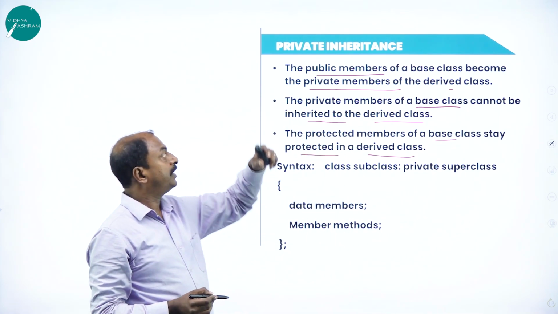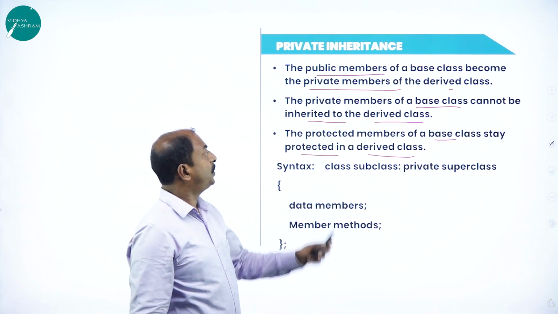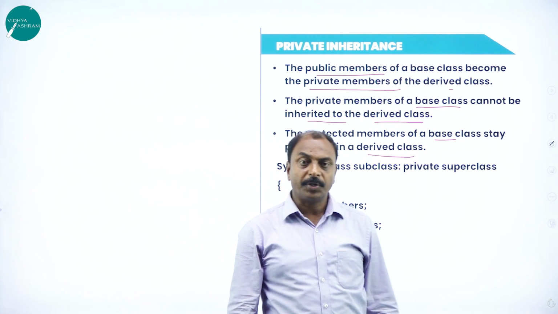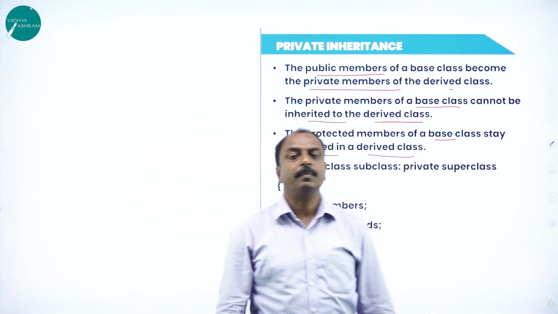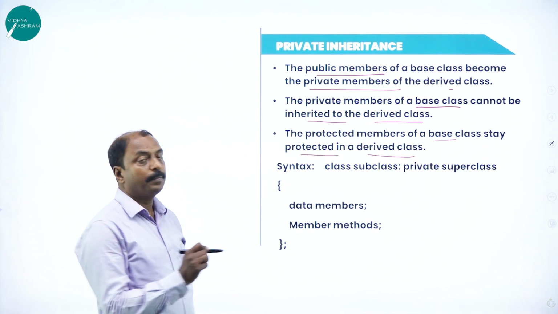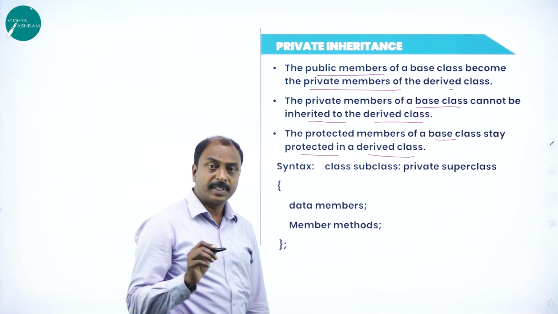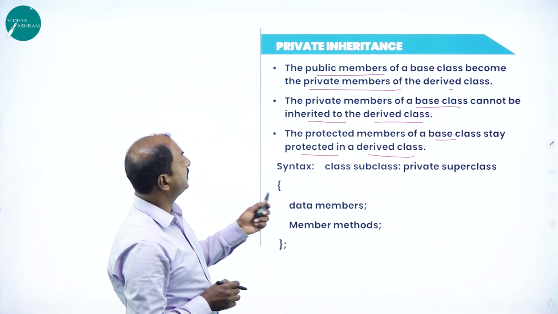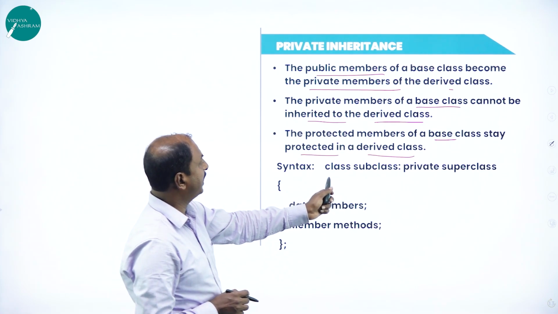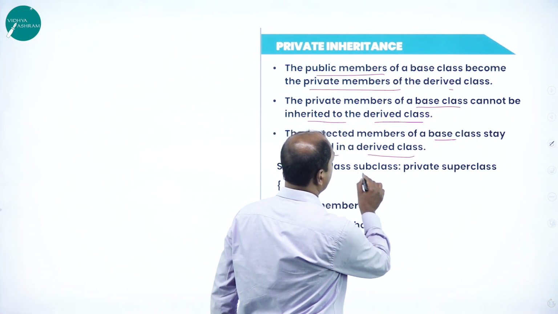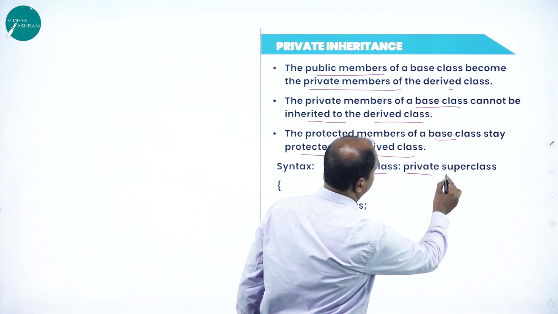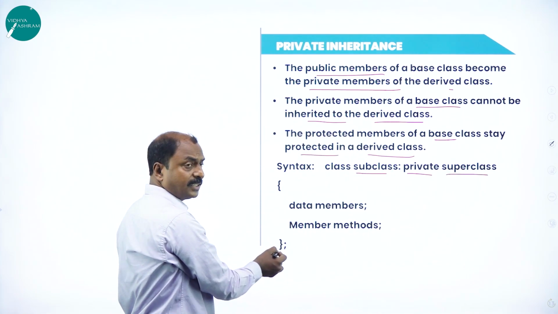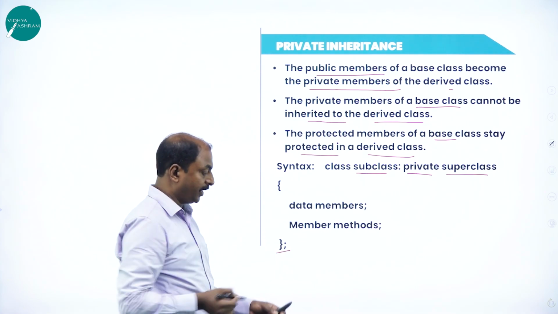So under private inheritance, two of these points remain the same. Protected members will stay protected in the derived class. Private members cannot be inherited, but the public members of the base class become private in the derived class. The syntax remains the same: class name, visibility mode, and the superclass or base class, and this class ends with a semicolon.